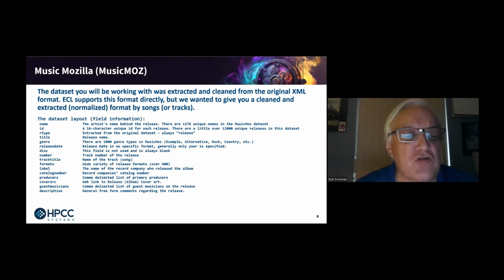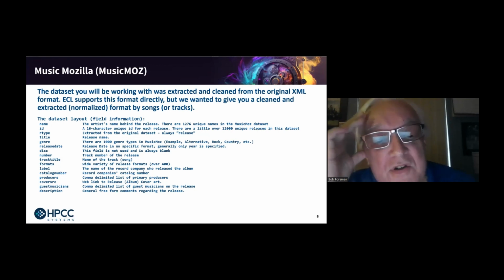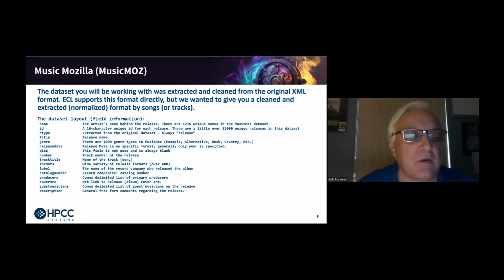So each release has a genre, it has a release date, disc number, the track number on the release, the name of the track, how was it released? Was it released in CD, or was it released in just album format, vinyl format, and so on? The record company label, the catalog number, producers of the particular release, a web link to the actual album cover. So that's kind of cool. You could download that, and you can have all kinds of URLs that link to the images of the releases. And then finally, guest musicians, and then general description of the particular release.